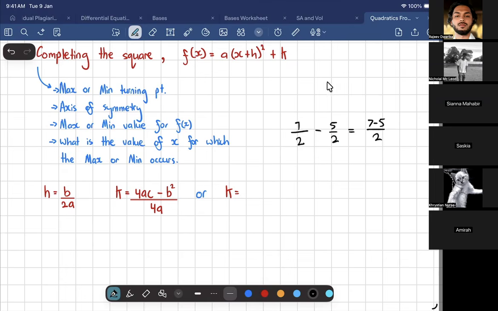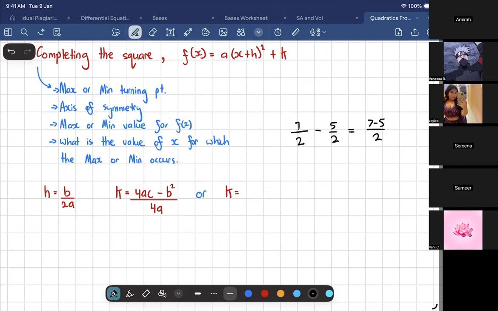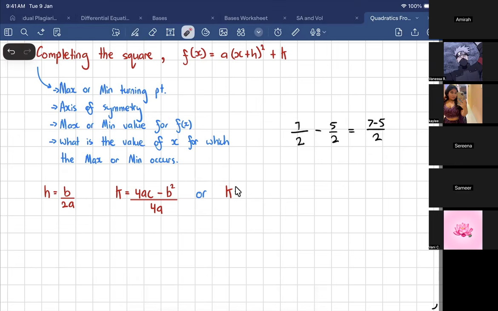Nikolai, Sienna, Saskia, Christian, Amira, Vani, Samir, Serena. Yeah, it makes sense. All right. Yes, sir. So I have a question. If I had 7 minus 5 over 2, I could take this and write it like this if I wanted.